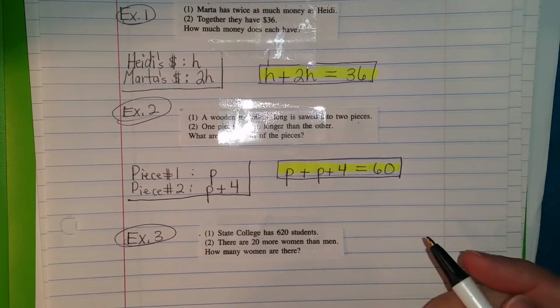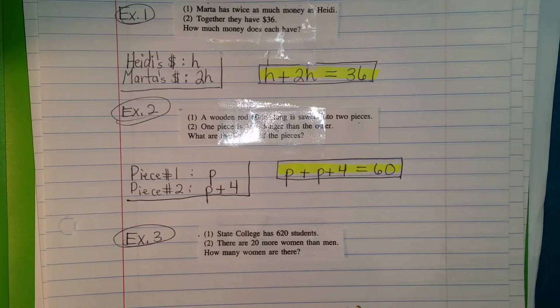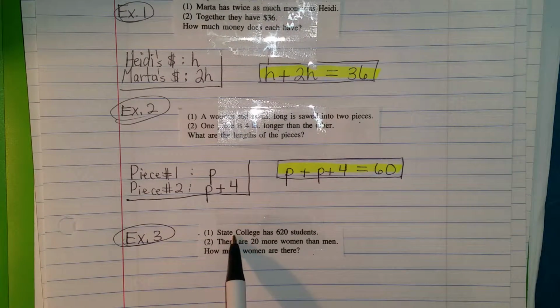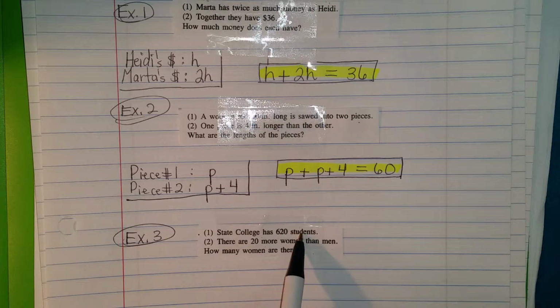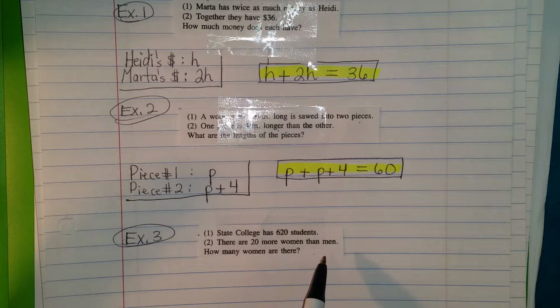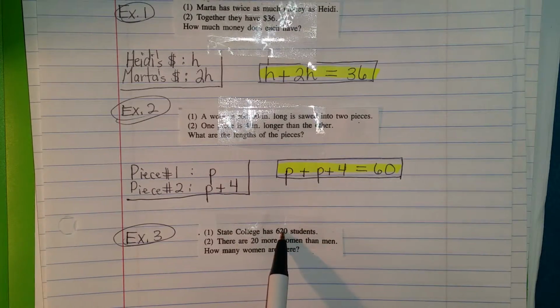So you may start seeing the pattern. You may see it already, how this works. State College has 620 students. There are 20 more women than men. So my variables are the number of women and the number of men. And it gives me the total of them combined.